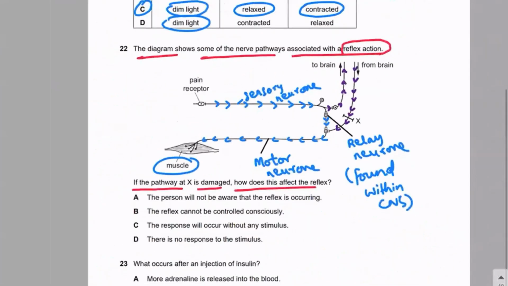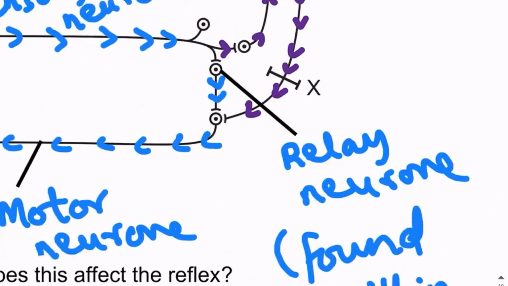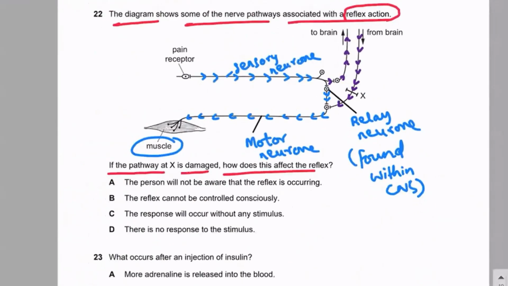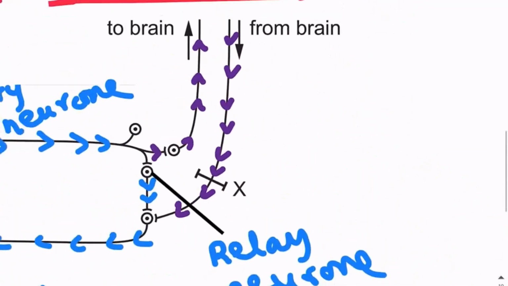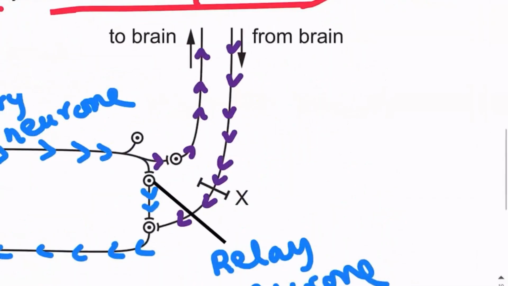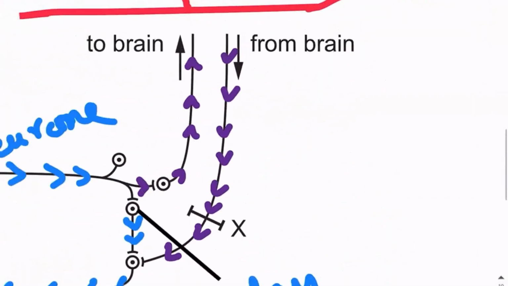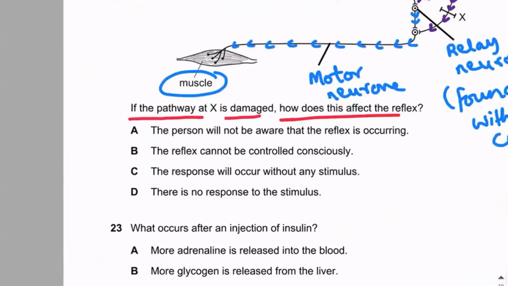Now they say that there is damage at part X. So what will happen? The point X is on the neuron which is bringing the input from the brain. And as we all know, the input from the brain is always regarding the movement. It's through the motor neuron. So what will be the answer? If the pathway at X is damaged, how does this affect the reflex?